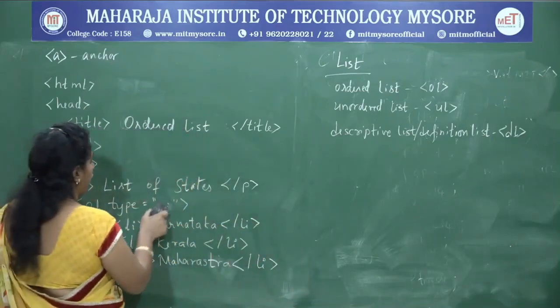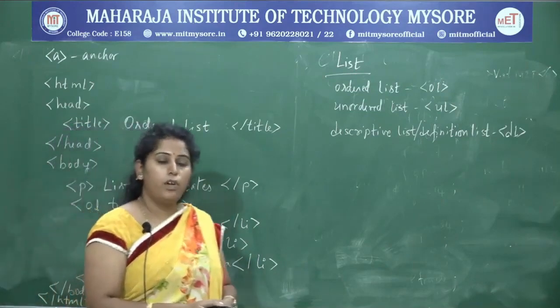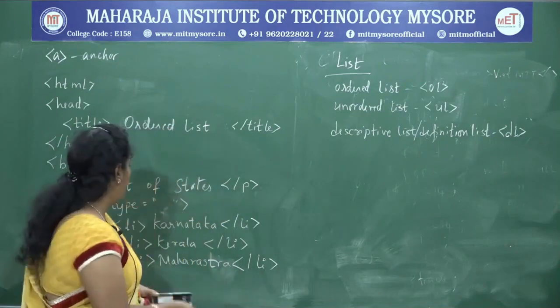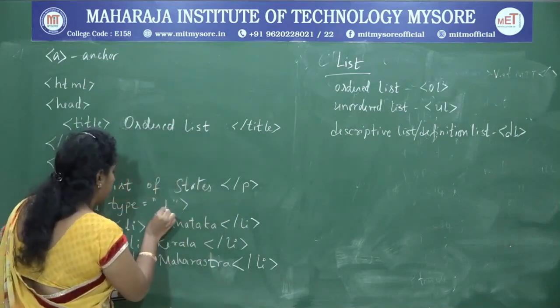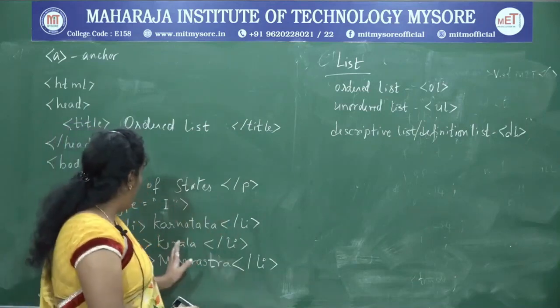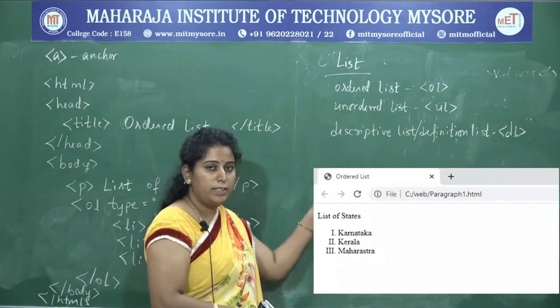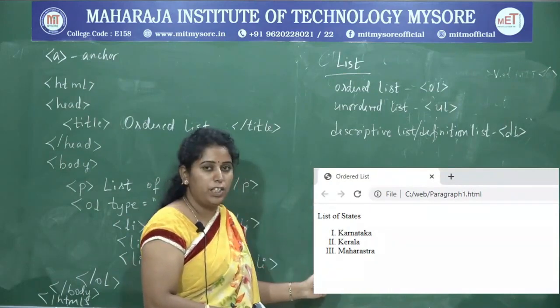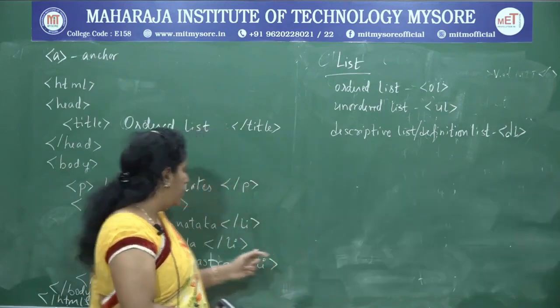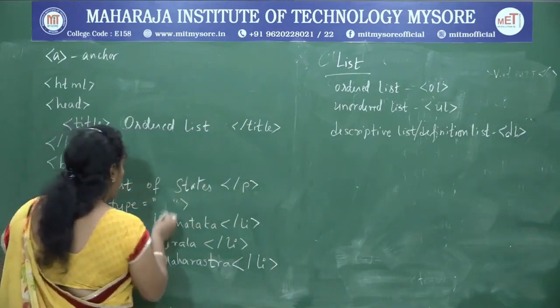Next there is one more feasibility, that is making use of Roman numerals. How? Like this. Once you make use of this type, what happens? Check the output. See how the data has been listed now. This is in uppercase Roman numerals. You can change the numerals to lowercase.